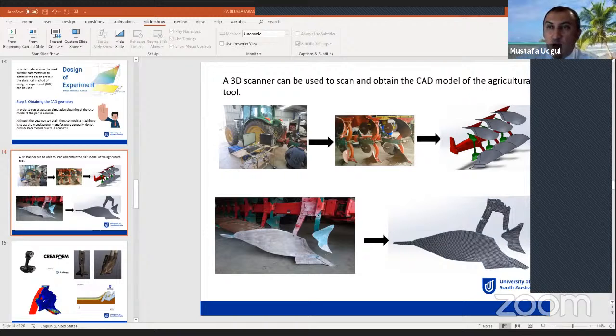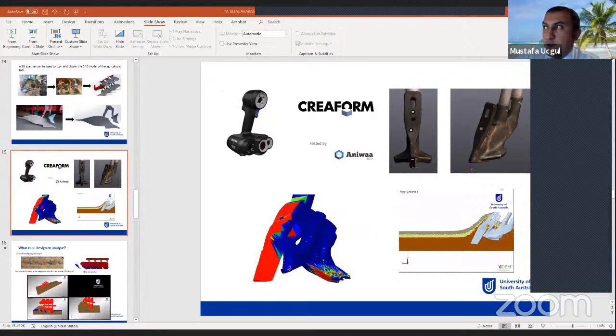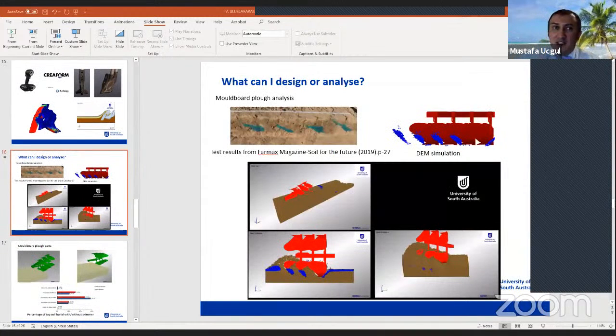Current technologies are quite successful, and that helps us to generate the exact shape of the part. An example is given here. What we can analyze or design with this, basically, a couple of examples from my projects are given in this slide.